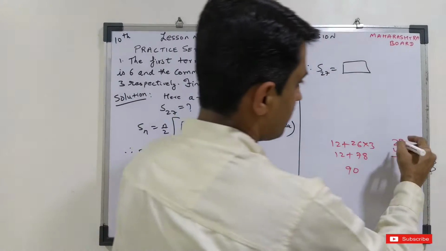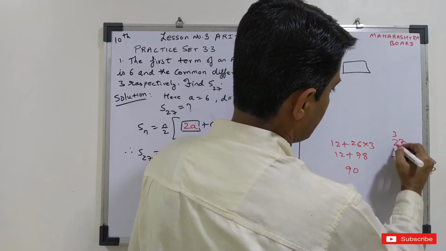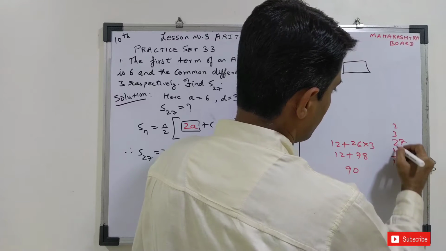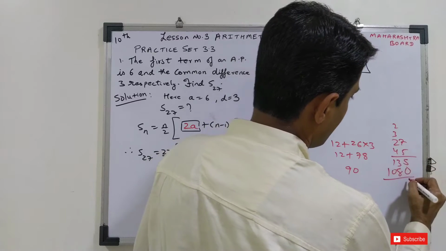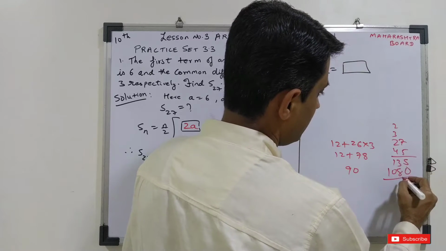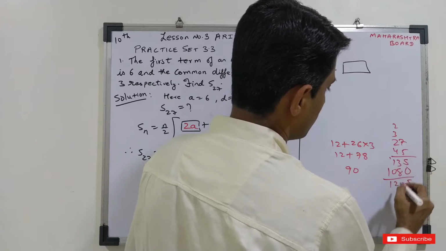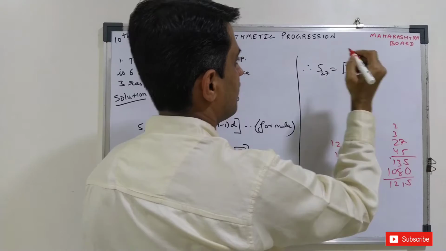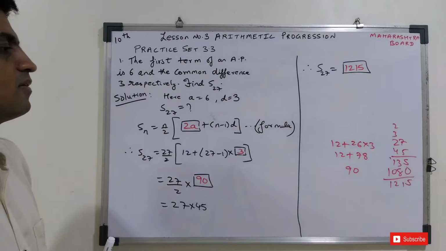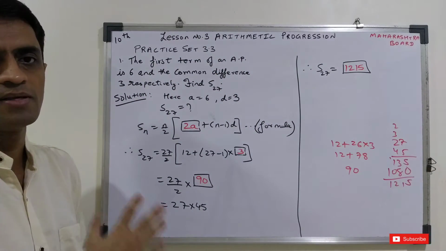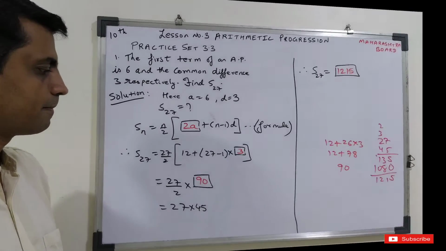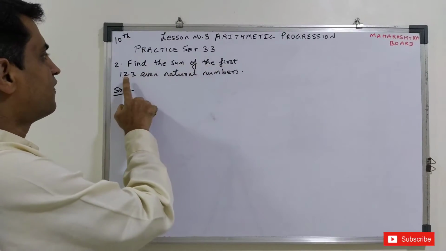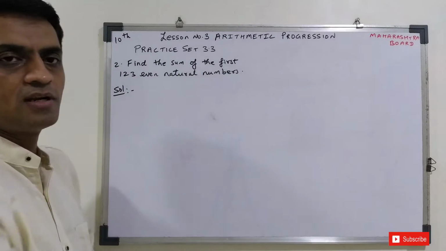7 fives are 35, 5 twos are 10, 13. 7 fours are 28, 4 twos are 8, 9, 10. So you will get 8, 9, 10, 11, 2. So what is the answer? 1215. So the first sum itself was an activity based question. This is the way to solve it.